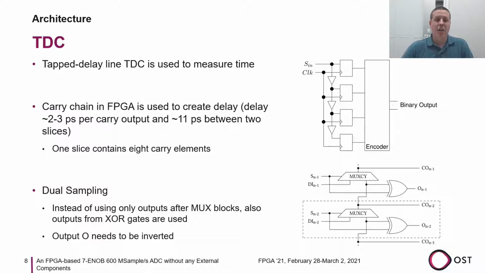To increase the number of sampling points from the delay chain, the dual sampling approach can be used. Instead of using only the CO outputs after the delay elements, it is also possible to use additional O outputs. This effectively doubles the number of sampling points. However, the output O needs to be inverted as the select signal S is a logical one.